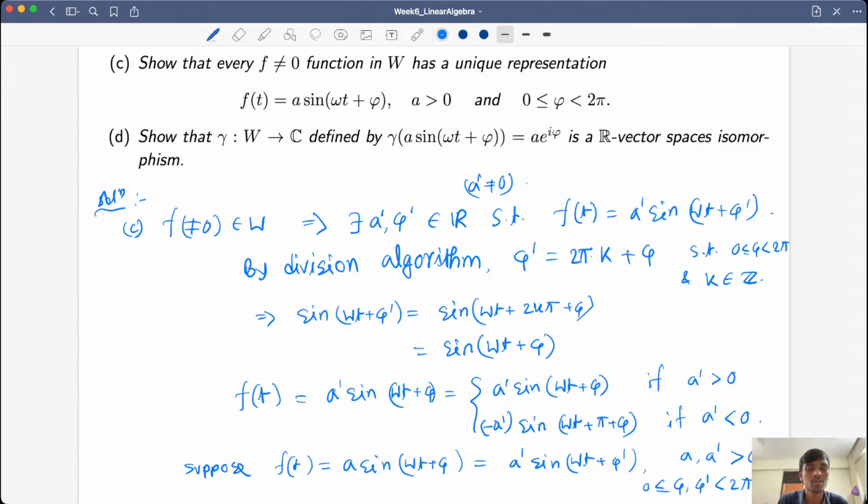Similar thing, you know, in the complex numbers: every non-zero complex number you can write in the form a e power i phi, right? Where a is the distance from the origin and phi is the angle it makes with the positive x-axis. So a similar thing is happening in this representation. That's why this is the kind of map you expect from W to C. Okay, so that we'll discuss next.